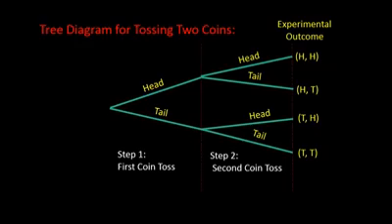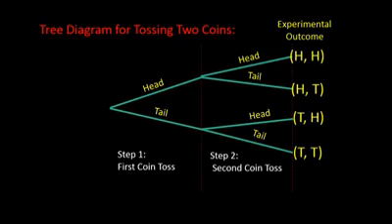If the first coin toss is a head, then 2 outcomes would be either head, head, so we write HH, or head, tail, so we write HT. On the other hand, if the first coin toss is a tail, then we follow the tail branch and have 2 possible outcomes for the second toss, either heads or tails. So now we have 2 more possible outcomes, tail head or tail tail. So there you have all the possible outcomes drawn on a tree diagram, which helps us to visualize the process more clearly.